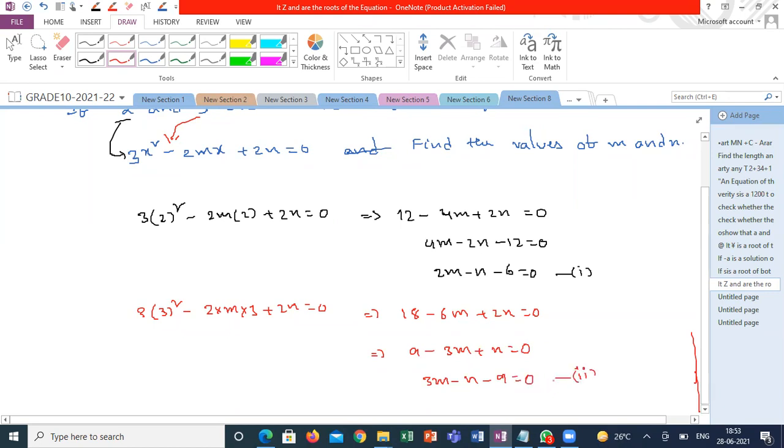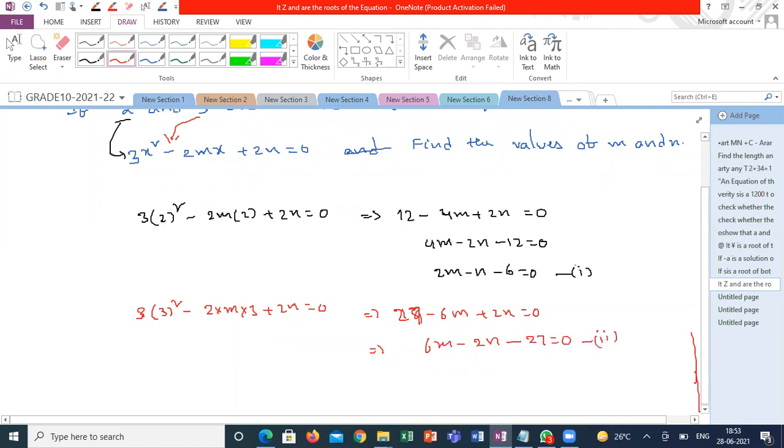Did everyone get the same kind of equations? Yes, sir. Is there any mistake hidden? Yes, there is a mistake. This is not 2, this is 3. So then this will be 27. If it is 27, I can't divide. My standard equation is only 6m minus 2n minus 27 is equal to 0, my second equation.